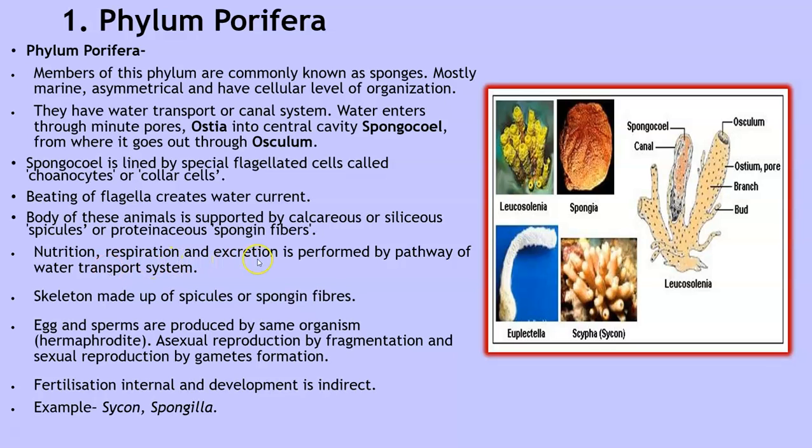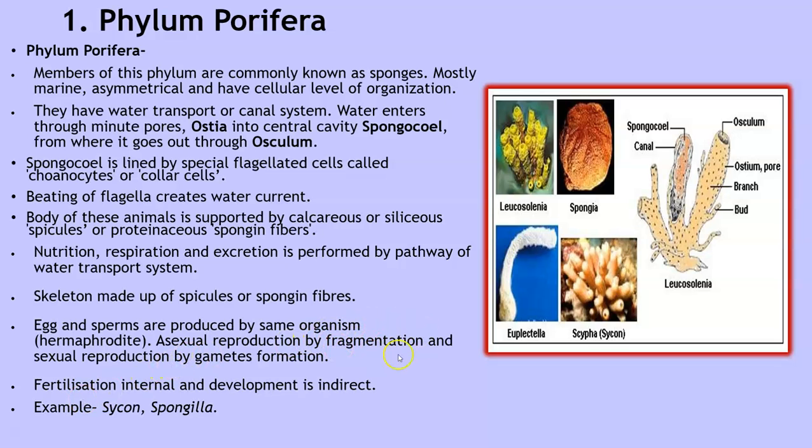Nutrition, respiration and excretion are performed by the pathway of the water transport system. So the same regions from where the transport of water takes place are used for their nutrition, their respiration, and for the process of excretion. Skeleton is made up of spicules or spongin fibers. Egg and sperms are produced by the same organism. They are called hermaphrodites. So we do not have a separate male and a female organism, that is, we do not have any separate sexes here.